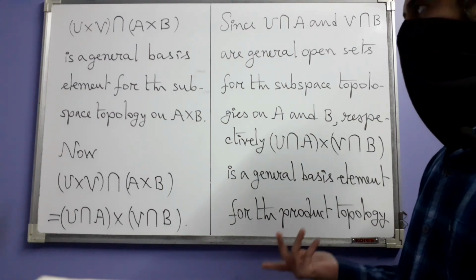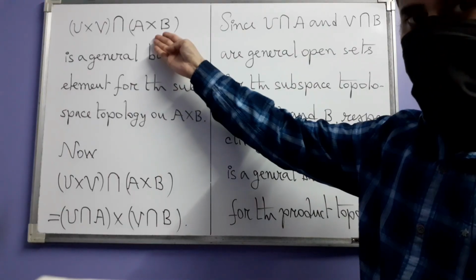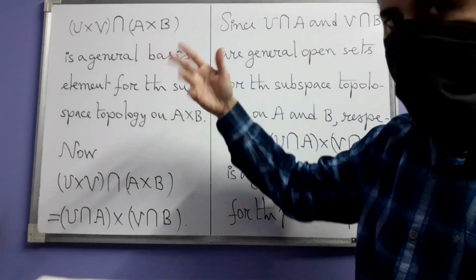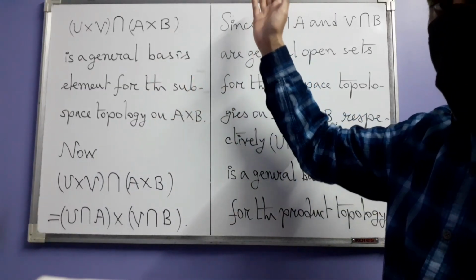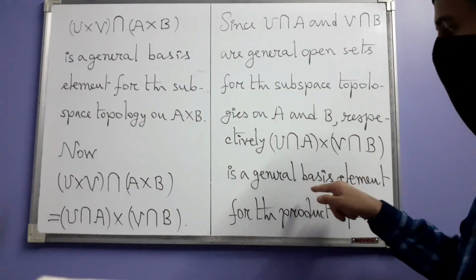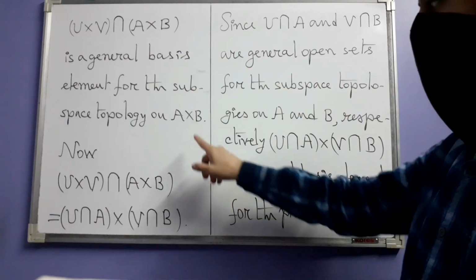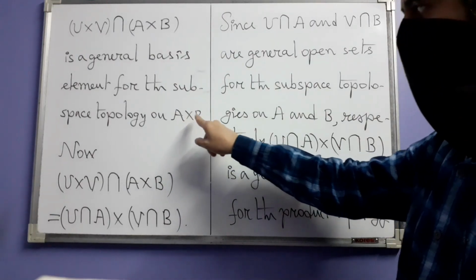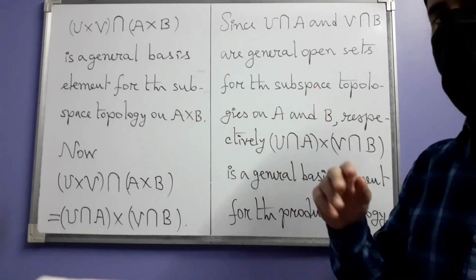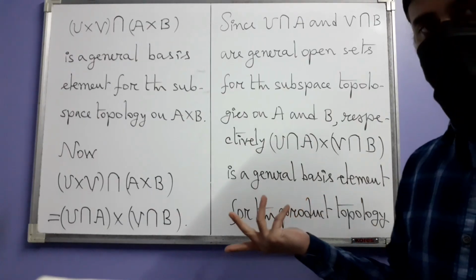So what do we find? We find that a general basis element for the subspace topology on A times B, which it inherits from the original space X times Y, is actually equal to a general basis element for the product topology on A times B. And for the product topology, we use the topologies that A and B individually have, which they themselves inherited by being subspaces of X and Y respectively. So that's it. That's the proof.